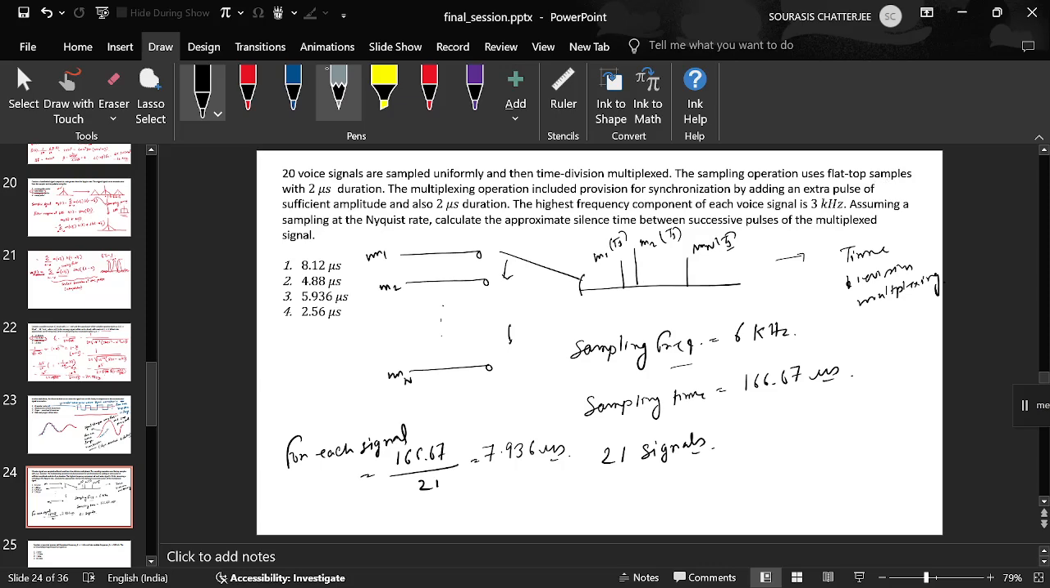not Dirac delta samples, and these flat top samples have 2 microsecond duration. So the silence period is going to be, for each sample you have 7.93 microsecond, and each sample has a duration of 2 microsecond. Sample duration, so your silence time between successive pulses is going to be 5.936 microsecond. That is the third option here.